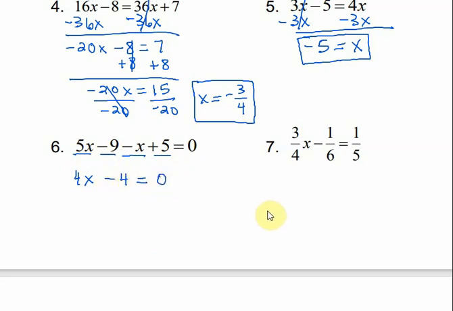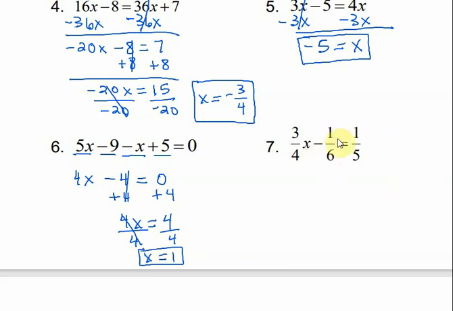equals 0. Now I need to start moving things away from the x. I'm going to start with this -4, and to move it, I'm going to add 4. And then to get rid of the 4 that's touching the x, I would divide. And we reduce our fraction, so our answer is x equals 1.